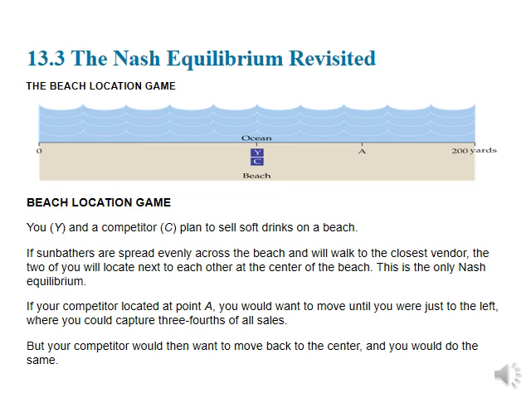So let's say you decide, for whatever reason, to locate your stand here, and your competitor decides to locate their stand here with the C. Which customers do you get? Well, you get everyone on this side of you, and you get everyone on the halfway point between you and the competitor. So you get customers from this end point of the beach to here.